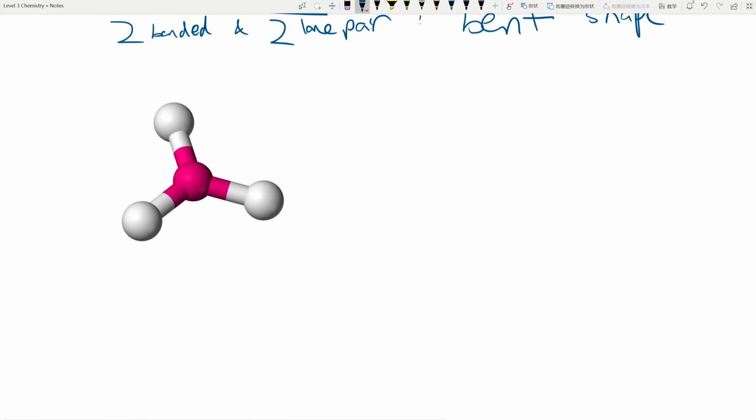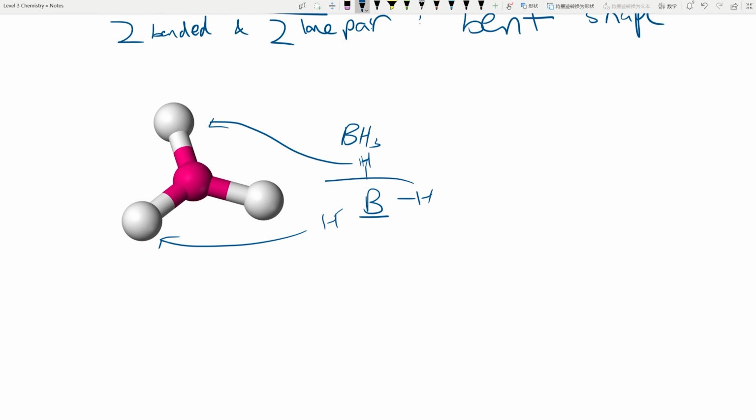Next one, the basic example for this one is BH3 or BF3, doesn't matter. BH3 looks like this. Now remember, boron only needs 6 valence electrons, so 3 bonds. So right now, 3 bonds, very happy. Can you see this H is over there, this H is over there, and this H is over there. So it's almost like the Mercedes-Benz logo. It's like a pie. Imagine if you divide a pie evenly by 3. So the bond angle is going to be 120 degrees, because 360 divided by 3 is 120.